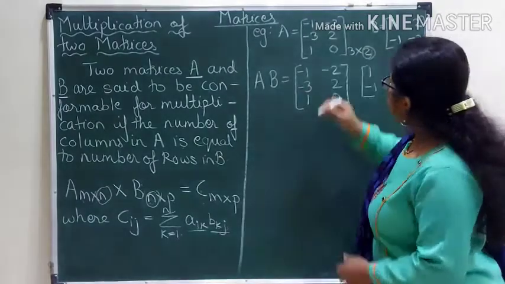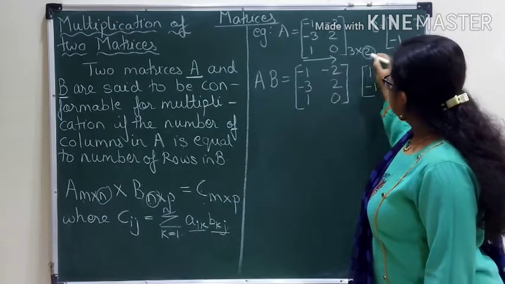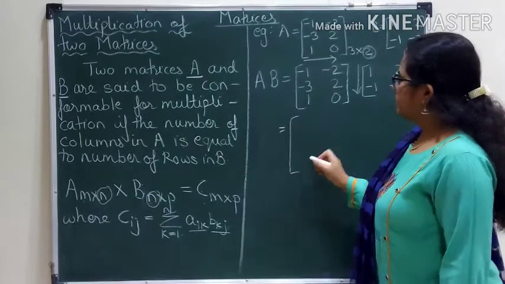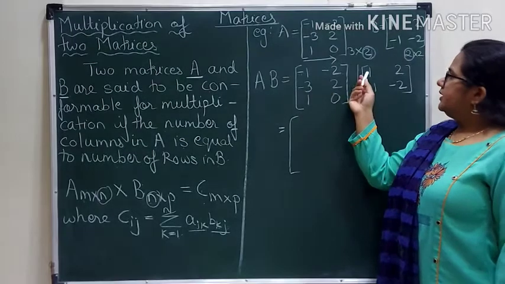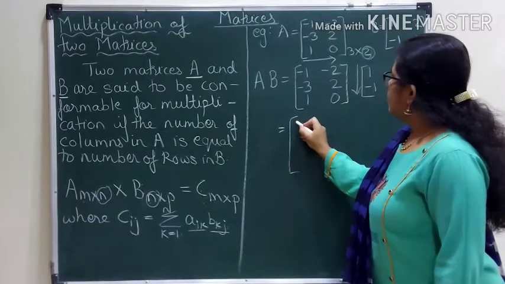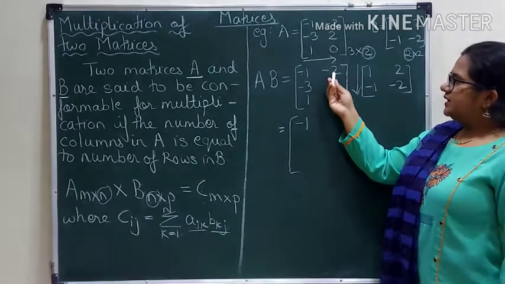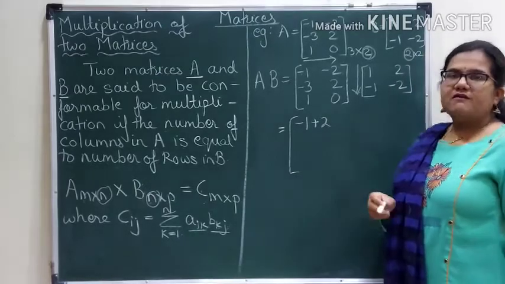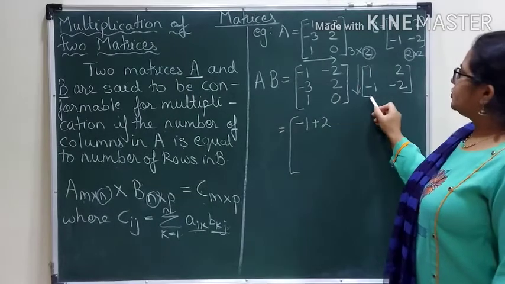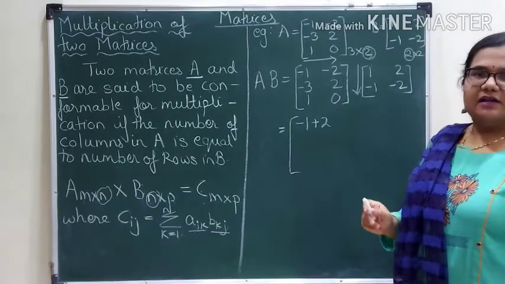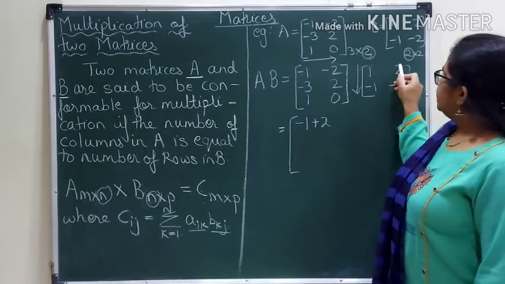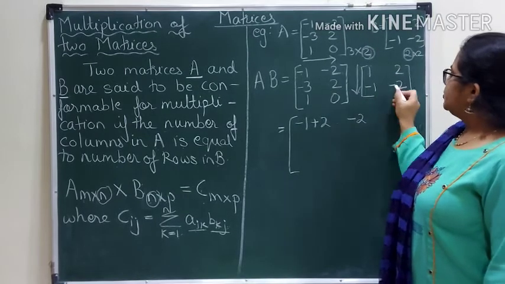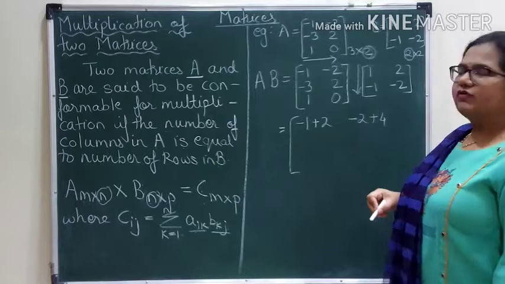Now how you have to go is, you have to go row wise in the first matrix and column wise in the second matrix. See what you have to do. Minus 1 into this element, it is minus 1. Then go to the next element, minus 2 into minus 1 is plus 2. So this becomes your first element. First row, first column gives you the first element. Then first row, second column. Minus 1 into 2 is minus 2, and minus 2 into minus 2 is plus 4.